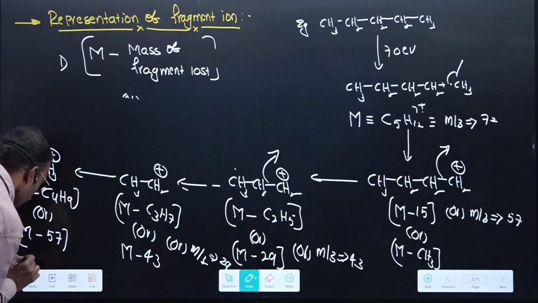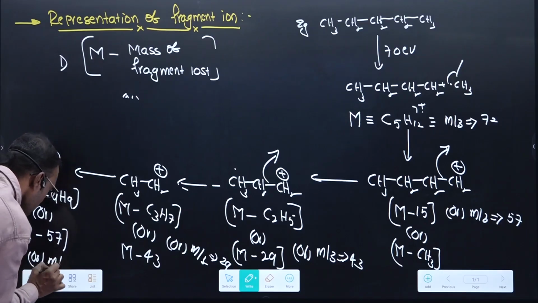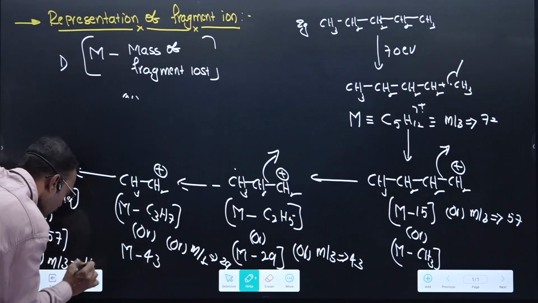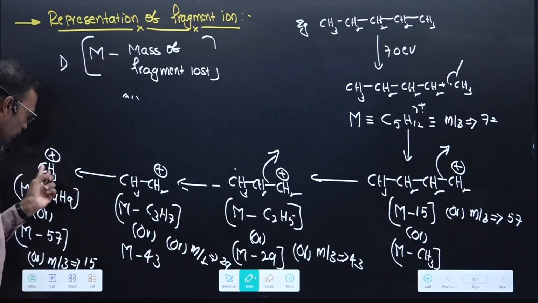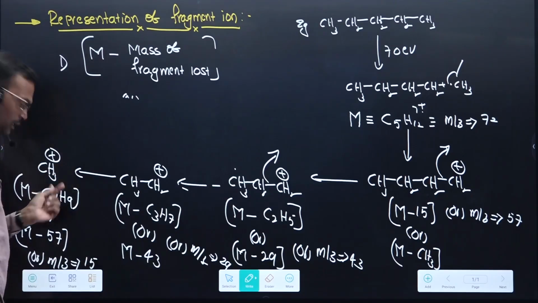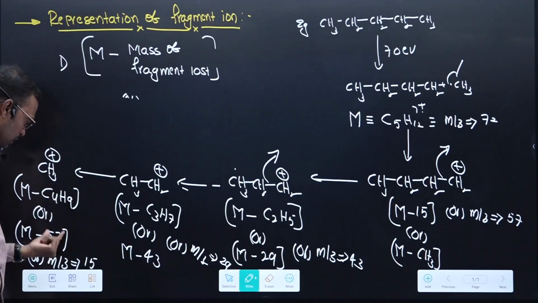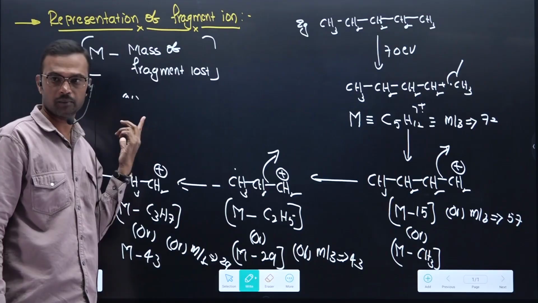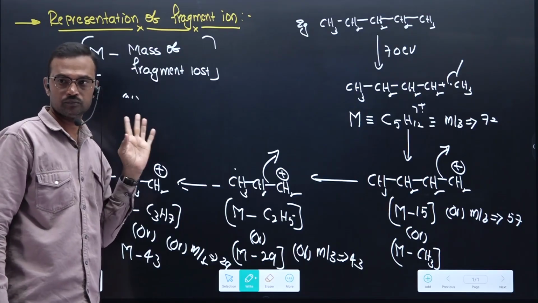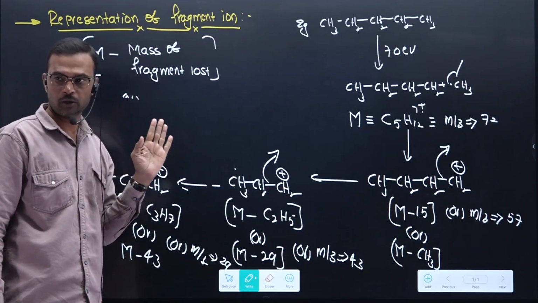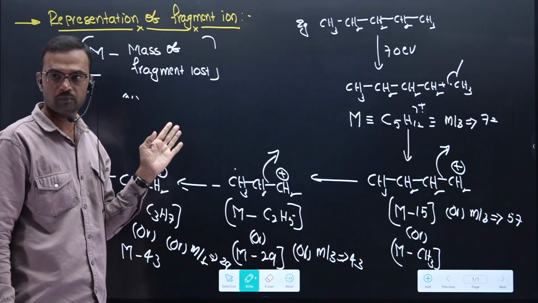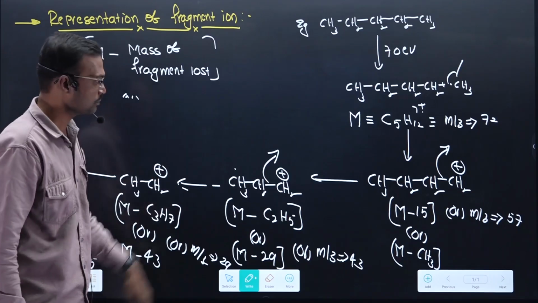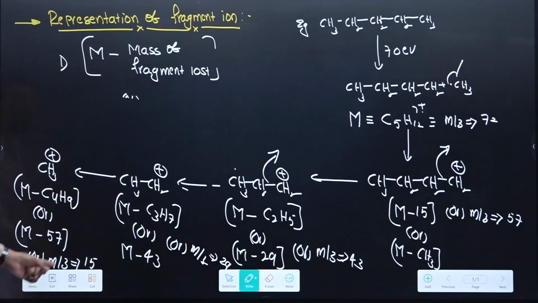Then what about the M by Z value? How to write the M by Z value? You can write the M by Z value for CH3 directly: it is 15. M by Z value means only for this one. M minus this number indicates that it is coming from the parent. From the parent value you need to write every time. Are you able to understand, or can I explain one more time? Clear? Right. So you better practice with M by Z only.